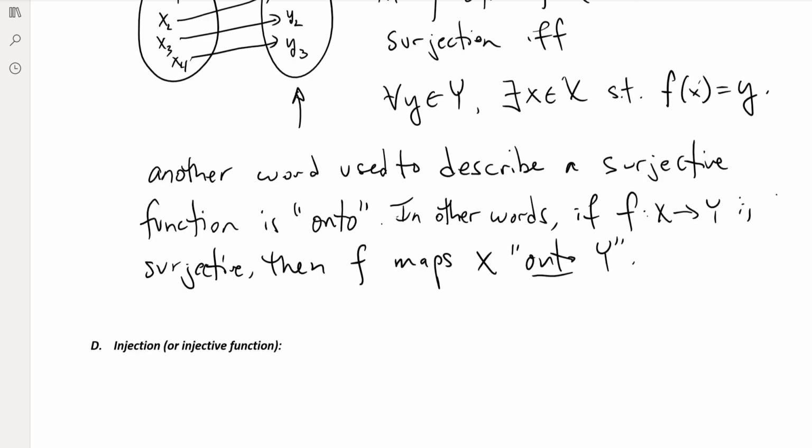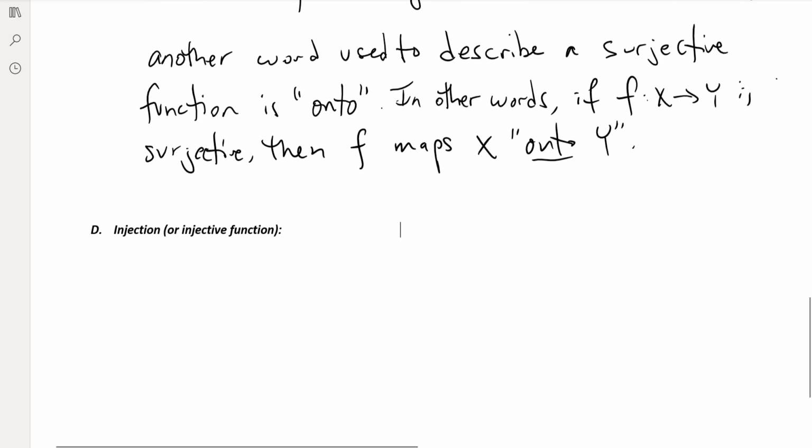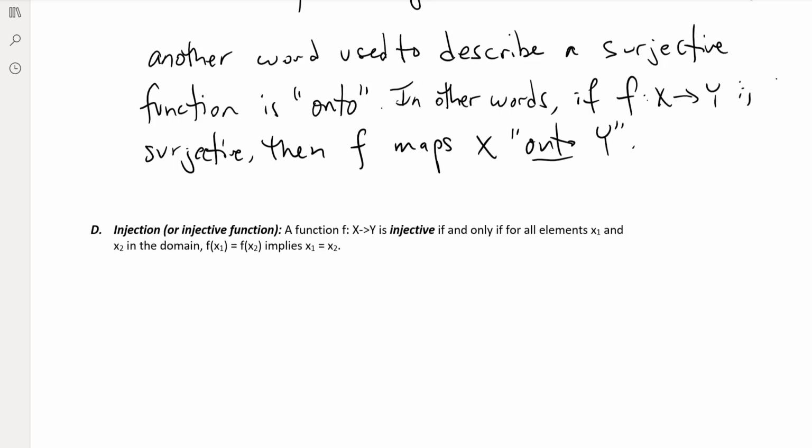Okay, so the next definition on my list is injection, and in the context of the terminology for functions, we could refer to this as an injective function, also a one-to-one function. Our definition here is: a function f from x to y is injective if and only if for all elements x1 and x2 in the domain, f at x1 equal to f at x2 implies that x1 equals x2.